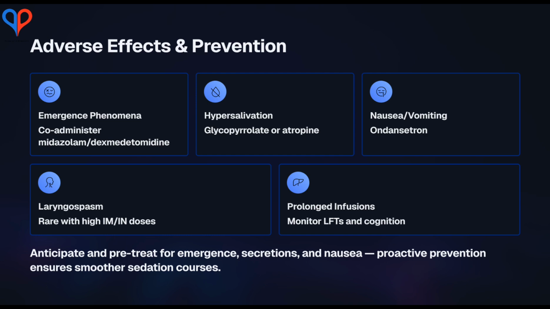Nausea occurs in roughly 10 to 20%. Treat with ondansetron. Laryngospasm is rare but possible during airway stimulation. Manage with positive pressure and, if necessary, a short-acting paralytic. Monitor liver function with prolonged infusions. Mild transaminitis usually resolves on cessation.